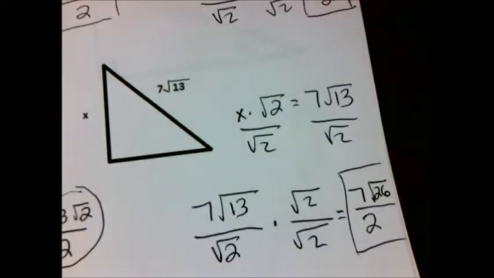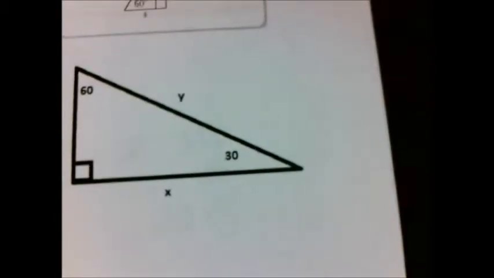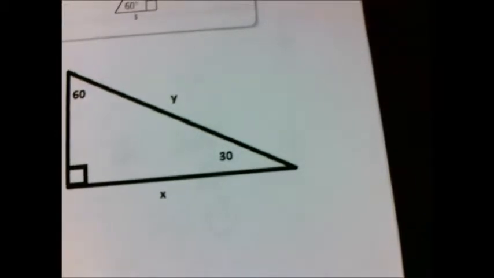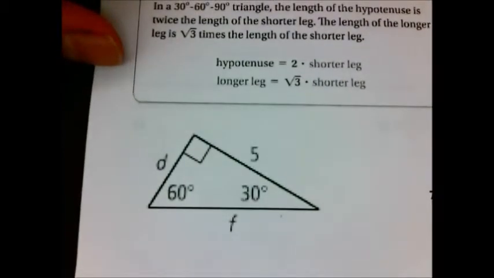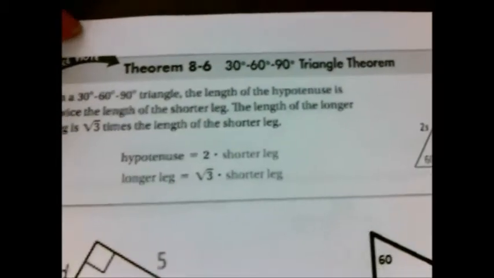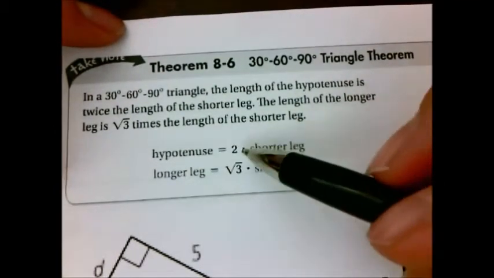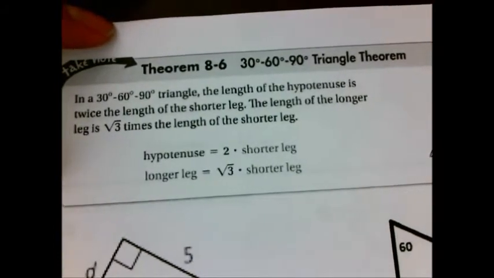Alright. Now, that was 45, 45, 90 triangles. Now we're going to start talking about 30, 60, 90 triangles. So 30, 60, 90 triangles are kind of special in themselves, in that they have the same type of idea where your hypotenuse is something times something else, so on and so forth.